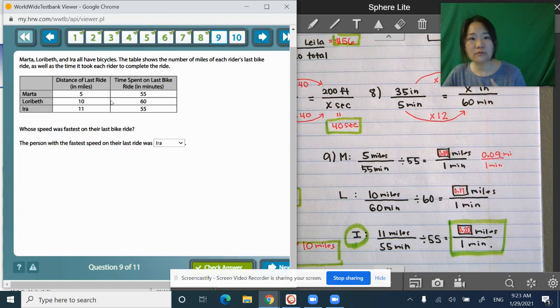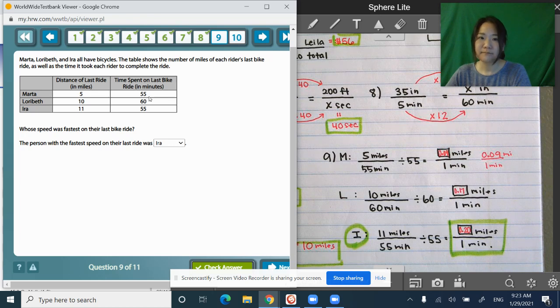Now, technically, you can also divide the minutes by miles for all of them, and that would give you an easier answer. But the reason I did it this way is I have two reasons. Number one, I want it to be consistent with putting the distance on top, time on the bottom. And number two, I wanted you to see the rounding. But I do want to let you know, to figure out who's the fastest, you could have divided the other way around.